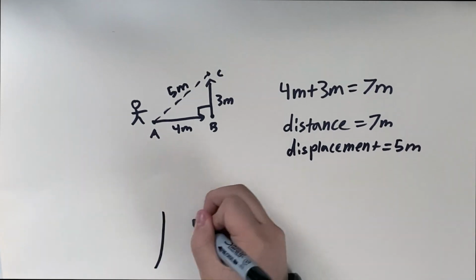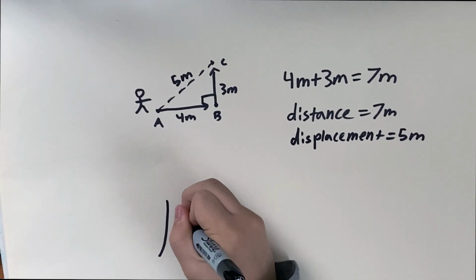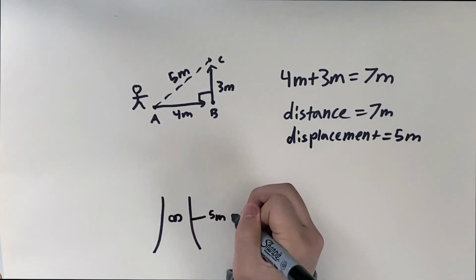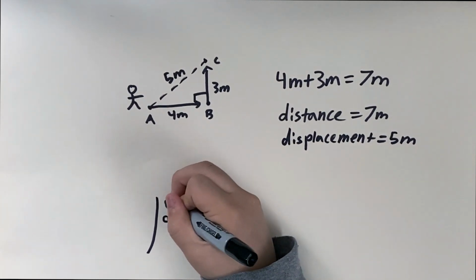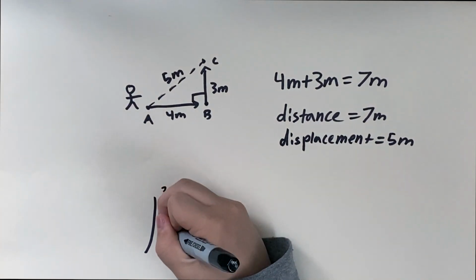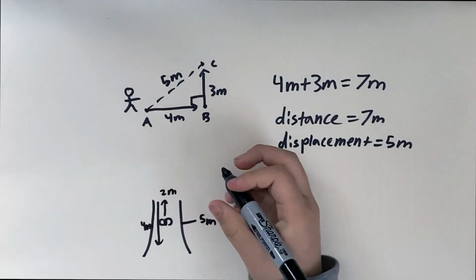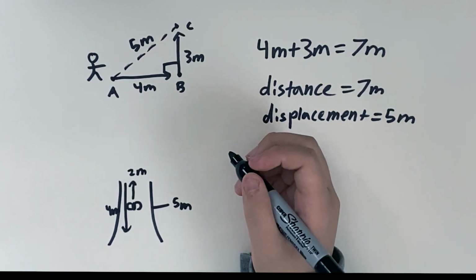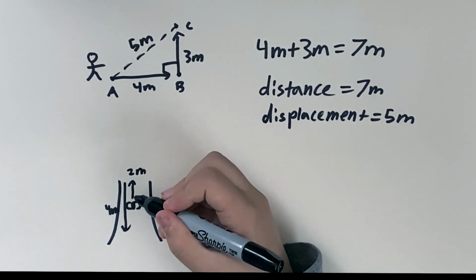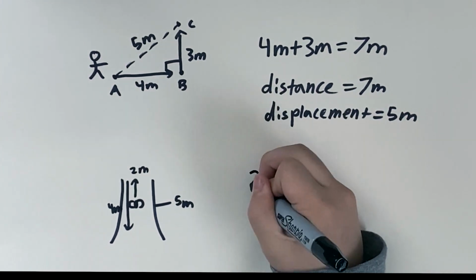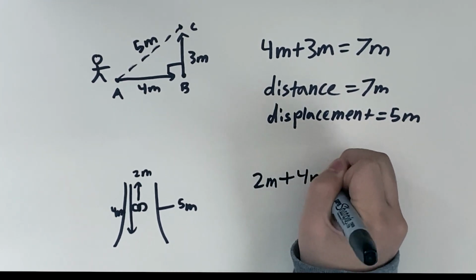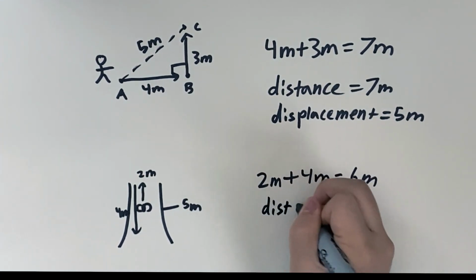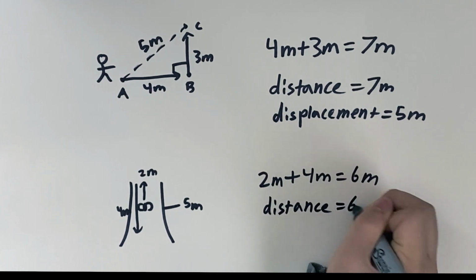Let's say there's a tree and there's a fly on the tree. The fly is currently 5 meters high in the tree. Then it decides to go up 2 meters, then down 4 meters. Now what is the distance and what is the displacement? Let's look for distance. Distance is the sum of this arrow and this arrow. So it's 2 meters plus 4 meters, which is equal to 6 meters. So the distance that the fly traveled was 6 meters.